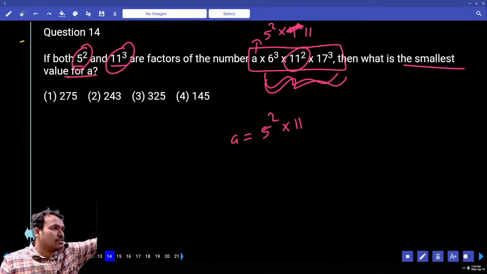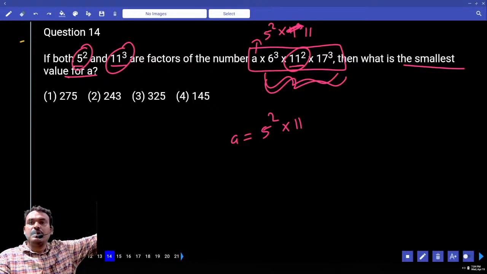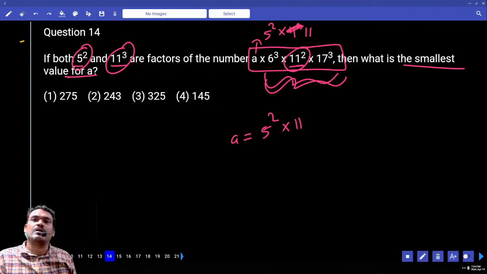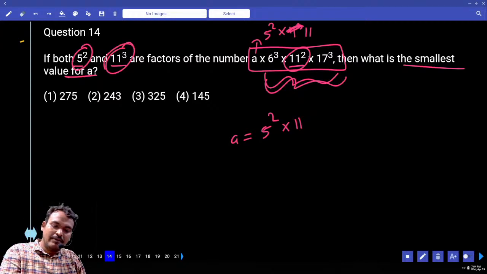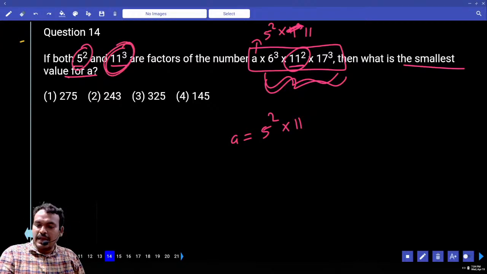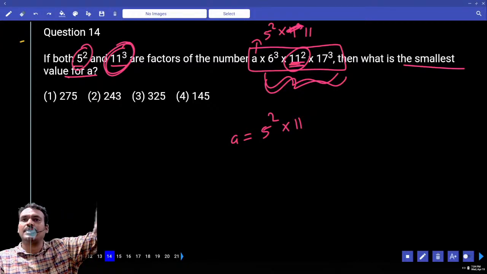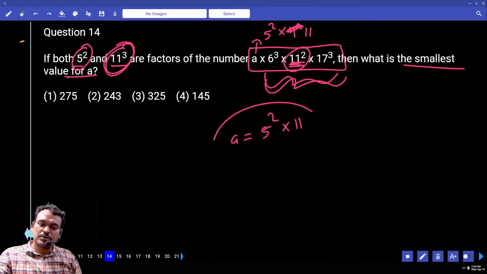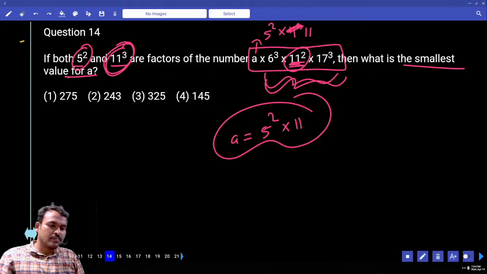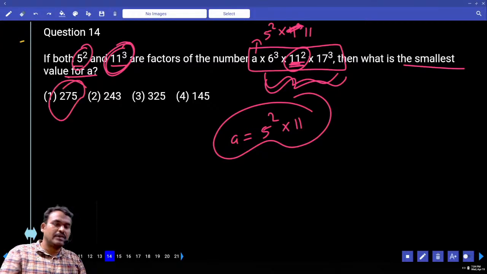11 cube is already a factor. What is the second term here? 11 square. Means a must be 5 square into 11, or only 5 square? 5 square into 11. 11 cube is already a factor. And here one term already has 11 square, so it is multiplied by 11 and we get 11 cube. So a must be how much? 5 square into 11. What is the answer? 275.